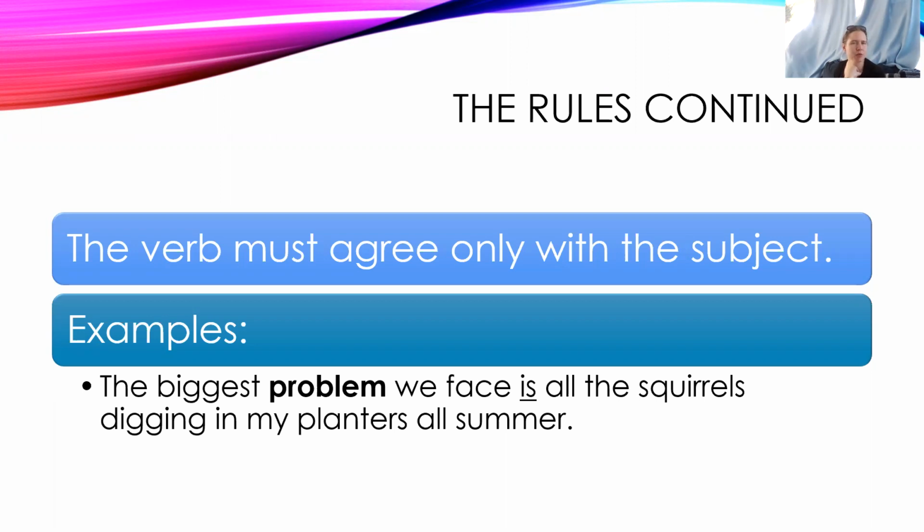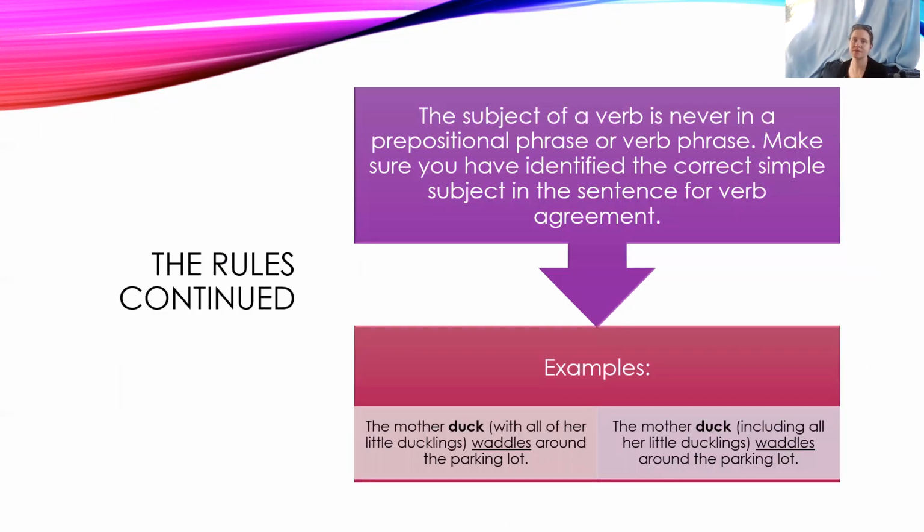The biggest problem we face is all the squirrels digging in my planters all summer. You have a small thought within a larger one. The main subject is problem, and the verb that goes with it is. The other subject is we, and the verb that accompanies that subject is face. Each subject must match up to the verb that it was intended for.